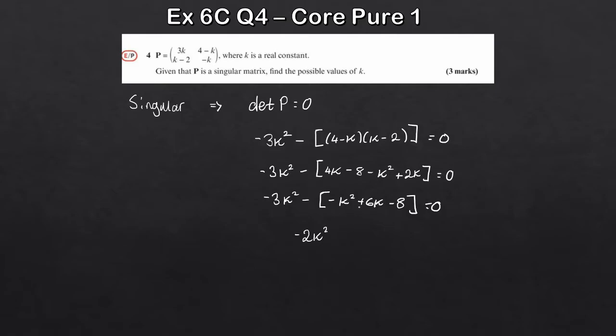So what we're going to get here, and there's kind of a clue in the question where it says find the possible values of k, what we should get here is a quadratic. So minus 2k squared minus 6k, and then minus minus 8, that's plus 8. Now this is equal to 0. And to make life easier here, I'm just going to multiply through by minus 1, so that gives me 2k squared plus 6k minus 8 is equal to 0.